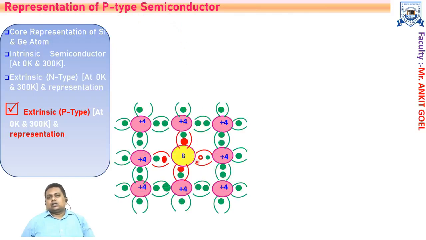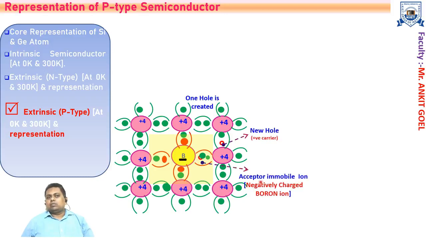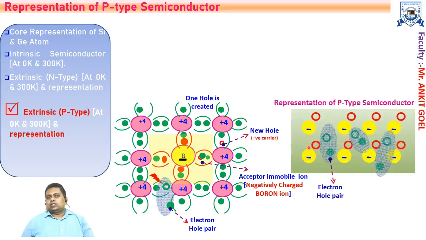So let's discuss it. In this structure, one vacancy is shown here. There is one hole which is created due to this boron impurity, and after accepting one electron from this structure, boron becomes a negatively charged acceptor ion, or immobile ion, and it gives one hole to the structure, right? And parallelly there will be electron-hole pair generation due to the increase in temperature, due to the breaking of the covalent bond. So we get this hole and electron also due to thermal generation. So this is how the p-type semiconductor is represented.